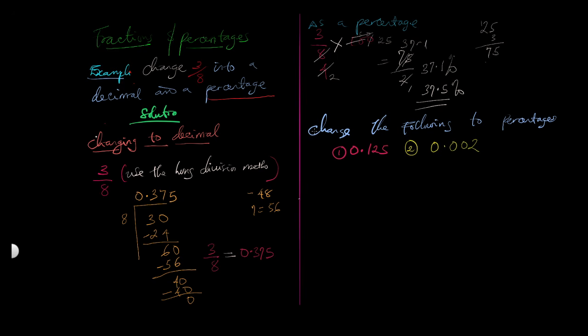Let's continue with this. The question was for us to change the following to percentage. These are in decimal. So let's take the solution of this. The first one there is 0.125 as decimal. You have to change it to percentage. So what we are going to do first will be for us to change it to a fraction first. The first thing is change it to a fraction as the first step.